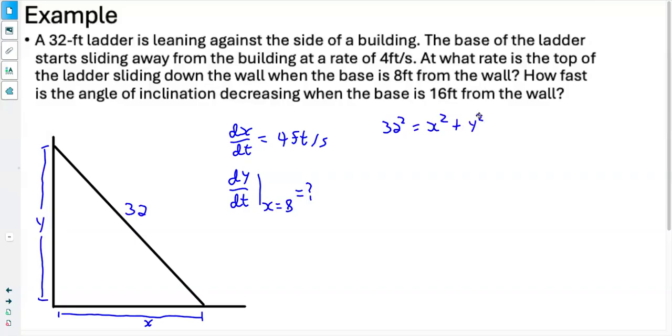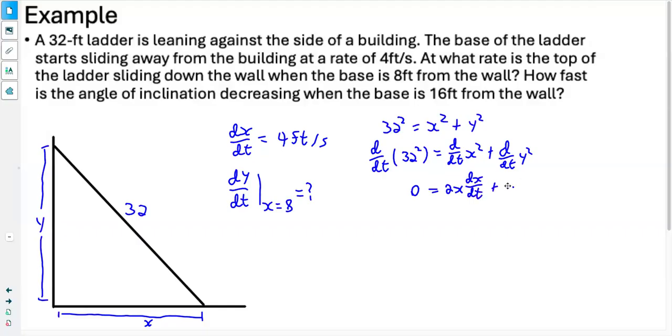Now we're going to take the derivative of both sides. So d/dt of 32 squared equals d/dt of x squared plus d/dt of y squared. So that gives us 0 equals 2x dx/dt plus 2y dy/dt.